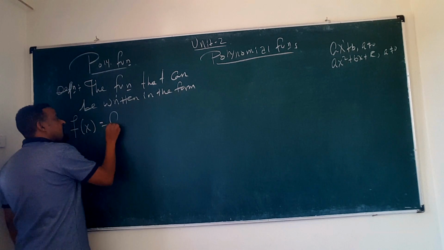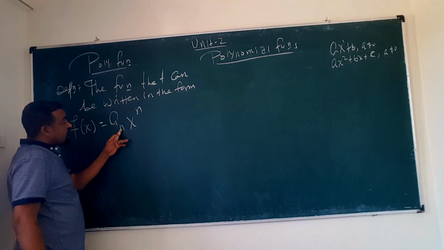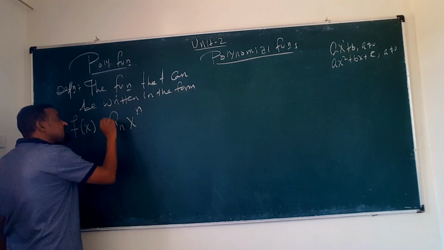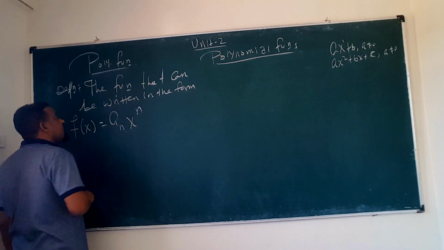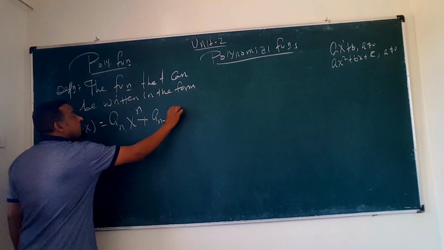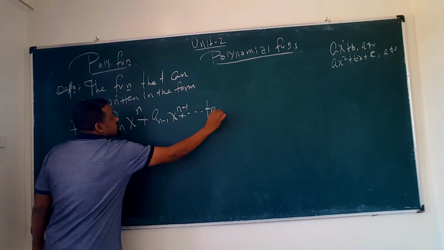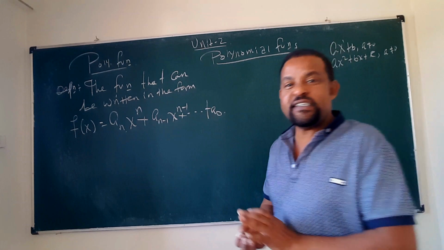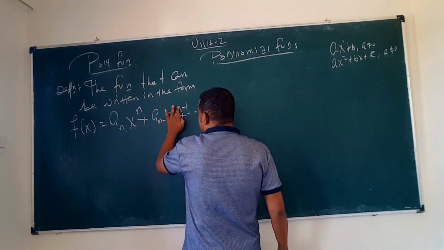Anyway, a_n x to the power of n, x cannot be the denominator and cannot be the exponent of this n. Anyway, a_n x to the power of n plus a_(n-1) x to the power of n minus 1, and it continues here, right? Then finally a naught. The function that can be written in the form a_n x to the power of n plus a_(n-1) x to the power of n minus 1.